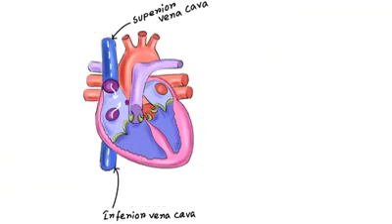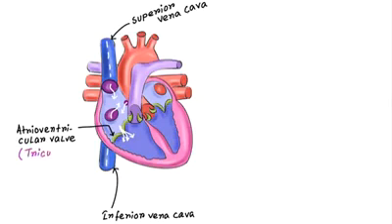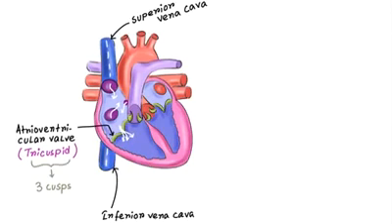There is also a small opening at the corner of the atrium which is called the coronary sinus. It collects deoxygenated blood from the coronary vessels of the myocardium. Once the blood fills the right atrium, it goes to the right ventricle through the atrioventricular valve, which separates the atrium and ventricle. This valve is also called the tricuspid valve. Tricuspid means three cusps. So it has three cusps.